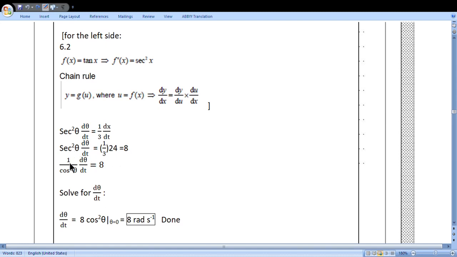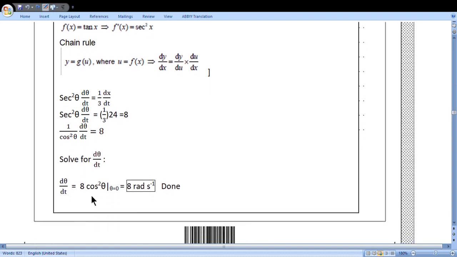On the left we rewrite secant as 1 over cosine squared theta. Solve for dθ/dt, and we take the value when the angle equals 0. So when cosine equals 1, this is 8 radians per second. Done.